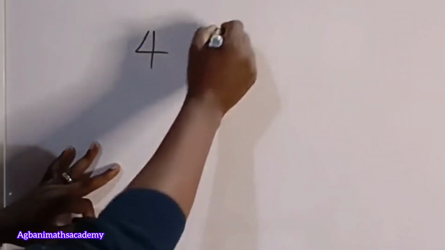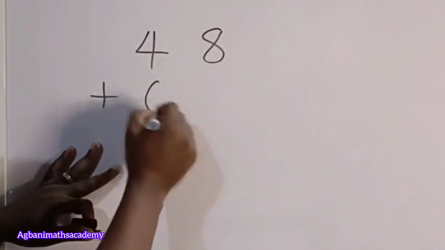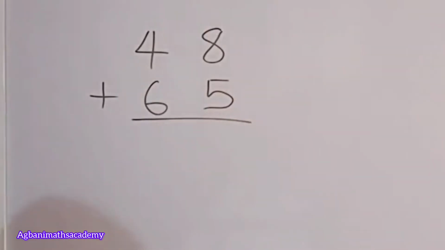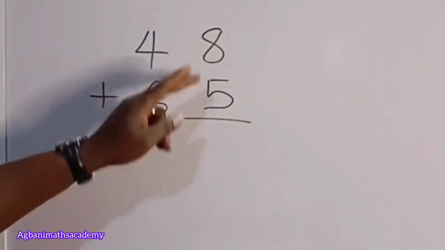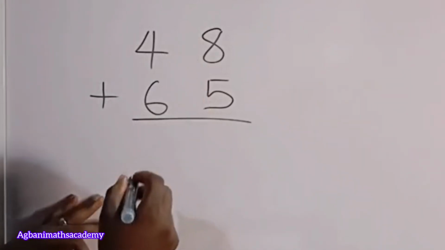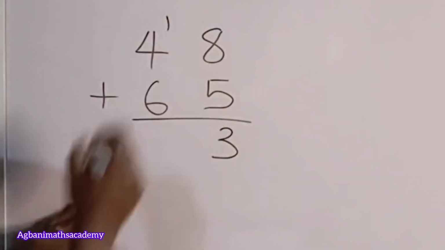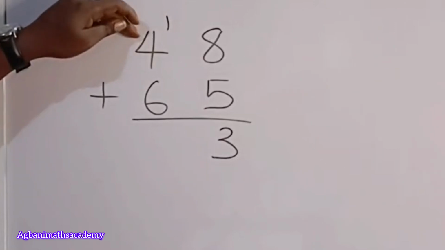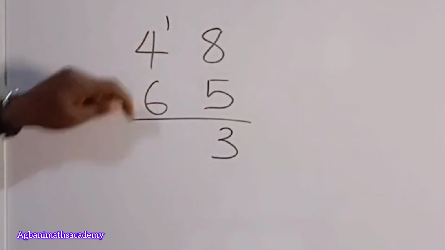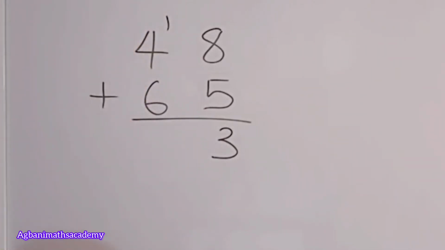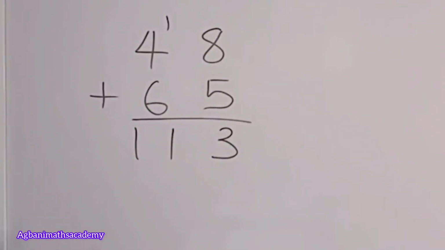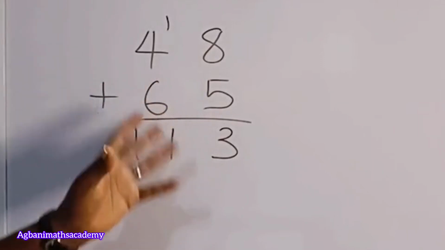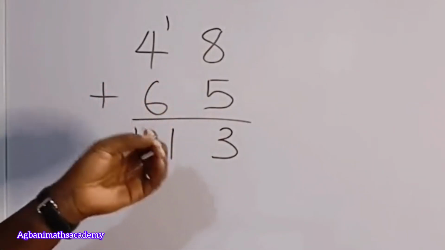Okay, so if I have a number like this, 48 plus 65. In base 10, this is quite easy to add together, right? 8 plus 5 gives you 13. So I'm going to write 3 and I bring 1 here. And then 1 plus 4, 5 plus 6, that will give us 11. So I'm going to have this number here. So it is easy to add numbers in base 10. We are assuming that these numbers are in base 10.